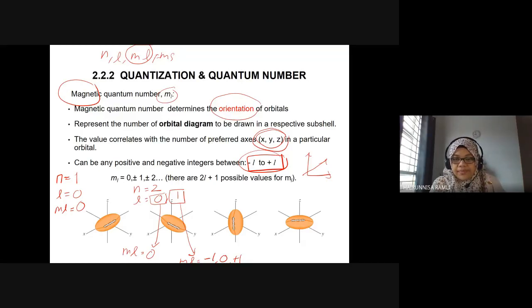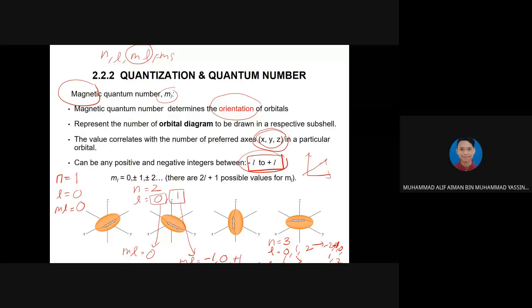Lagi satu contoh. N equals to 3. Your L is 0, 1, 2. ML? Kena pecah. 0, this one. Negative 1, 0, 1. This one. Negative 2, negative 1, 0, 1, 2. Boleh tak? Faham tak? You kena senaraikan lah L tu. Memang that's why lah. Lagi banyak N, of course lagi banyak L. Lagi banyak L, lagi banyak ML.